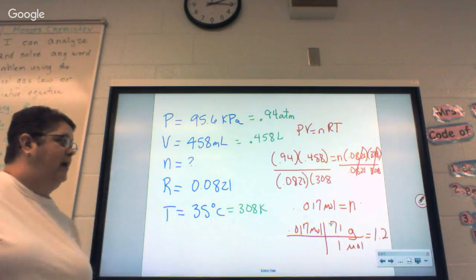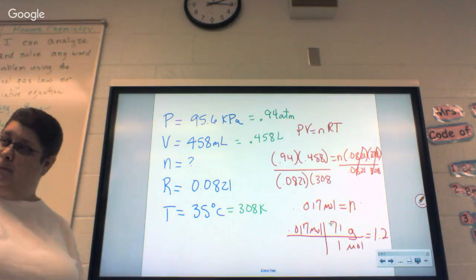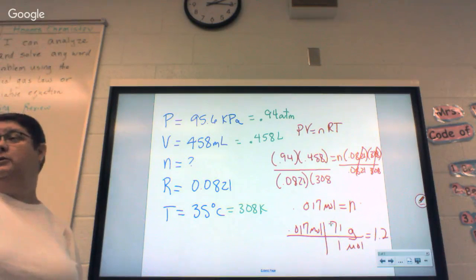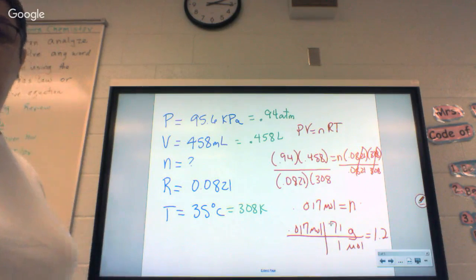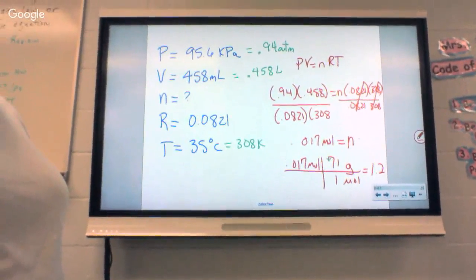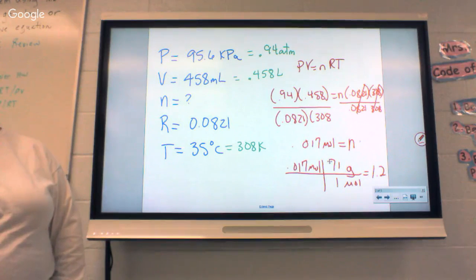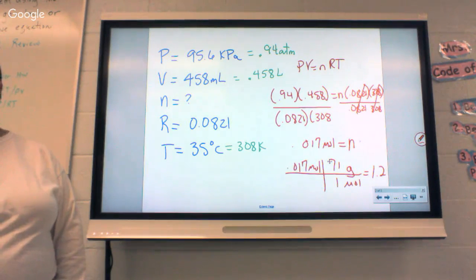Okay? Questions about anything in the opening and using the formula? Because the question said what mass? Mass is grams. Mass is always grams. Anytime you're reading a question that says mass, mass is always going to be a gram number. Okay? It's never going to be a mole. Anybody have a question before we talk homework? No? We're ready to talk homework?